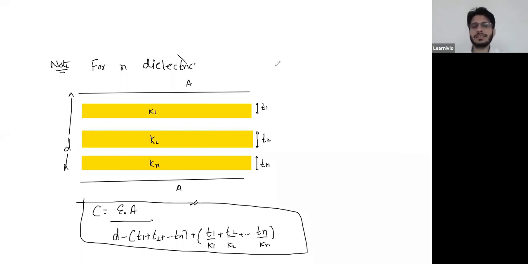Just note it down. Only one last calculation on spherical capacitors, then we will do numericals. Joanna, can I erase it?